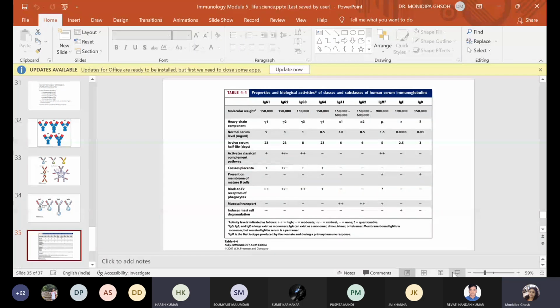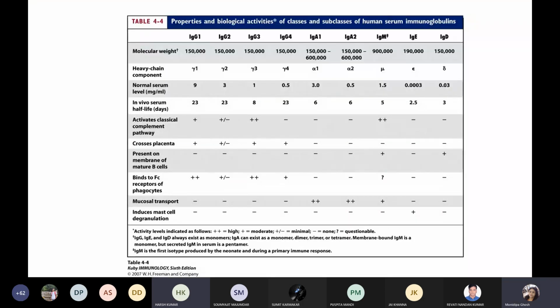Ma'am, there is one doubt. Ma'am, if we take the antihistamine, will it not interfere in the pathway of the immune response? If yes, so yes, it will.